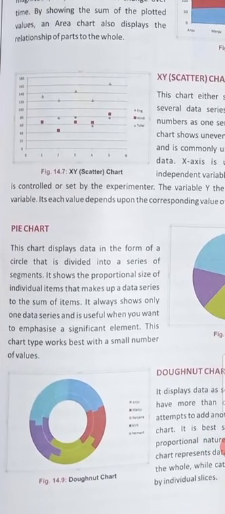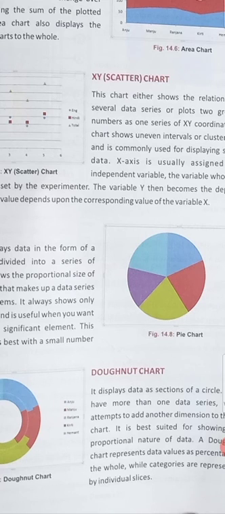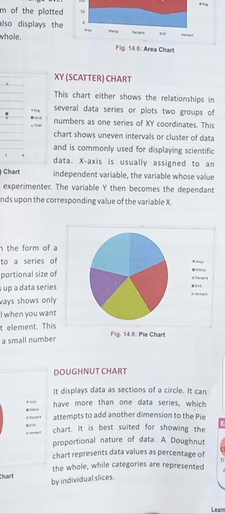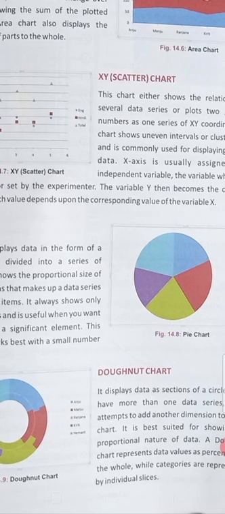Next is pie chart. In this, our data will be shown in pie mode. It is circular. It displays data as sections of a circle. It can have more than one data series which attempts to add another dimension to the pie chart. It is best suited for showing the proportional nature of data. A pie chart represents data values as percentages of the whole, while categories are represented as individual slices.